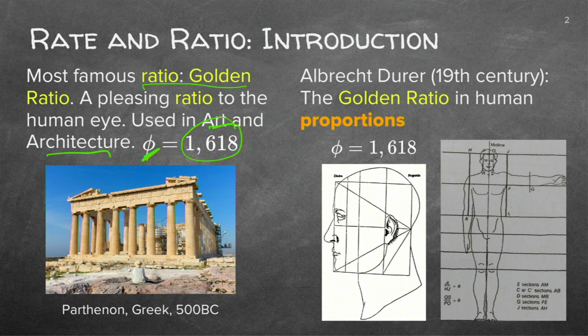Here are the proportions of the human body that was done by Albrecht Dürer in the 19th century. And the proportions here, if you put the one proportion to the other proportion, you will get to phi, which is the golden ratio.